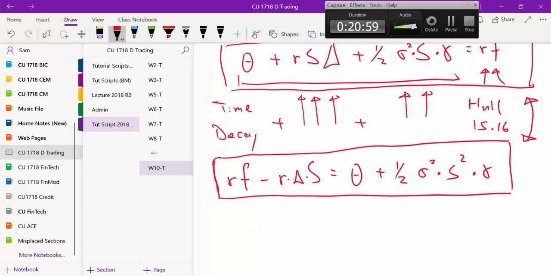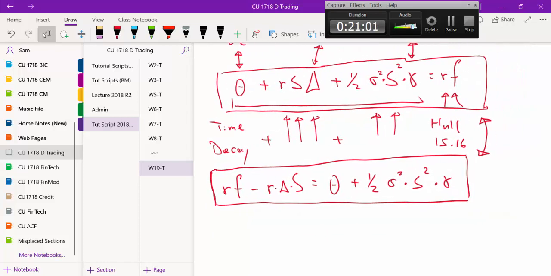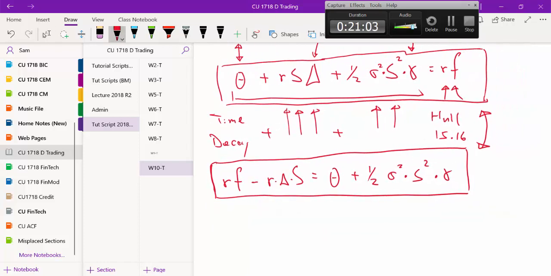Now I can actually go one step further. This is not hard, guys. This is baby algebra. So R F minus delta S. Now it's in a much more user-friendly format. Now I'll tell you what's coming up.